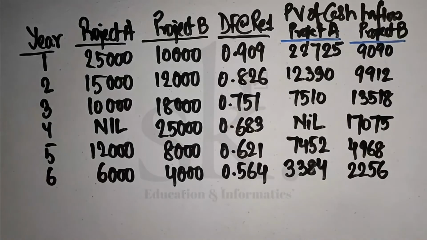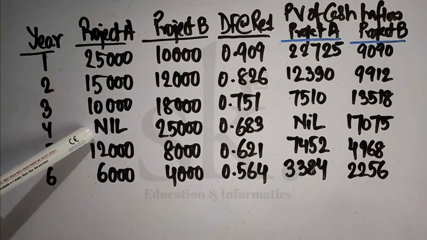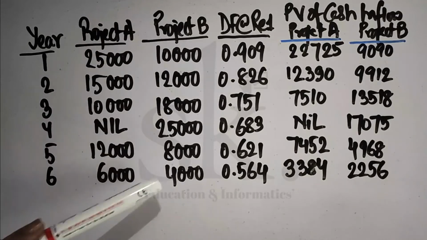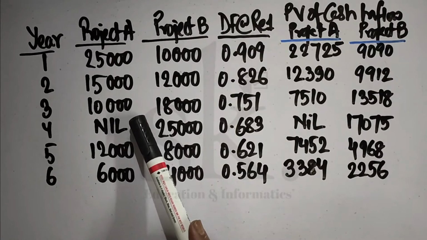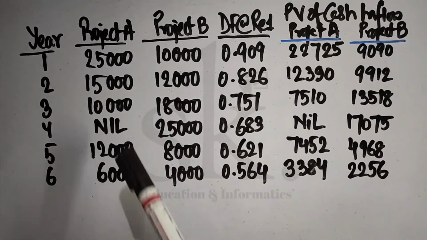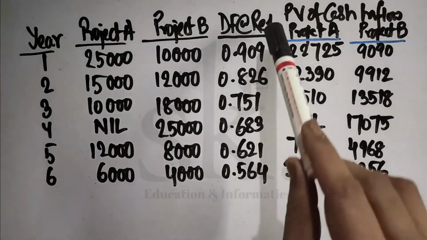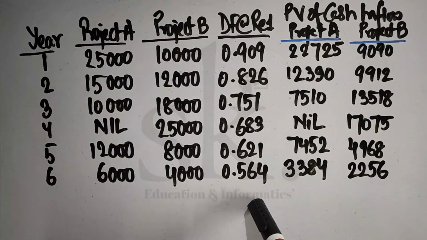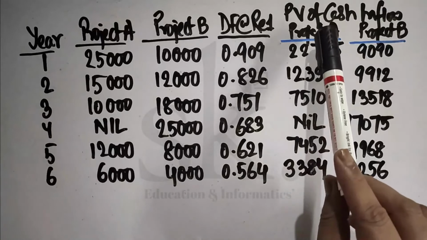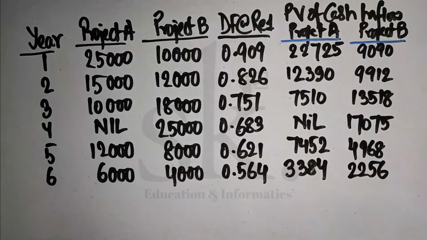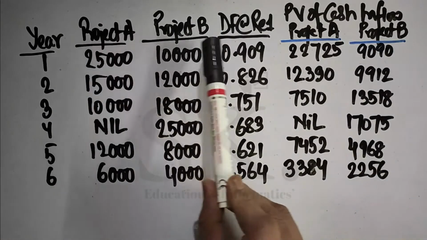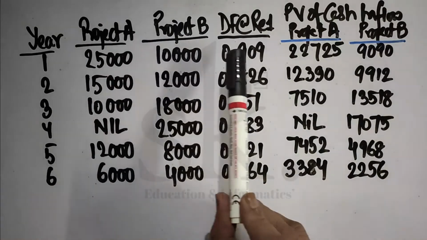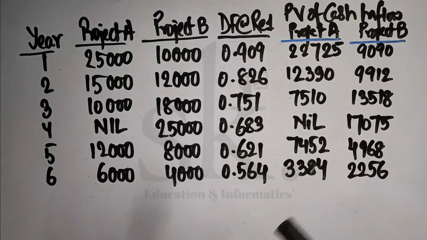So what we did? We got information that there are 6 years given, and the future cash inflow of project A and project B has been given. We find that in the fourth year, in project A, we haven't received any money. So these are said to be the future cash inflow. The discounting factor at the rate of ₹1 is given in the problem. So we calculated the present value of future cash inflow for project A and for project B by multiplying this into this for project A, and 10,000 into 0.909 for this one, and we got the figure.